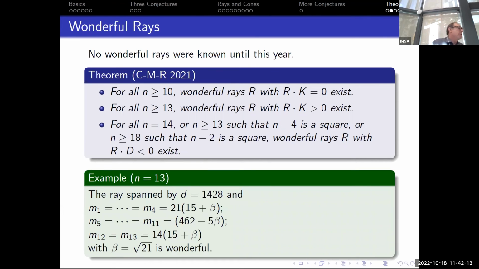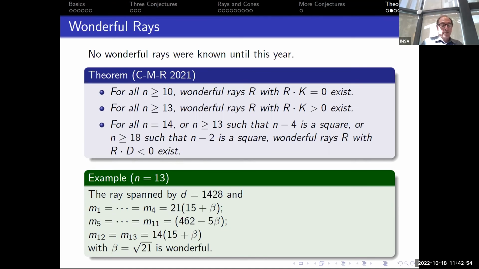So for example, you asked for a specific example. The proof was constructive. I mean, we didn't write down. So if you take the degree equals to 1428, very high degree, and the first 4 multiplicities are this number, 21 times 15 plus beta, where beta is the square root of 21. And the next 7 multiplicities are 462 minus 5 beta. And the last 2 multiplicities are 14 times 15 plus beta. This is a wonderful ray. Okay, clearly, it's an irrational ray. And we proved it was a limit of good rays.